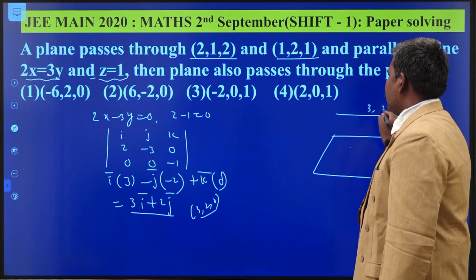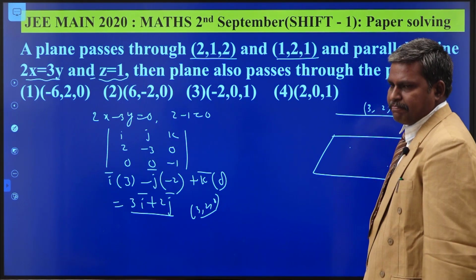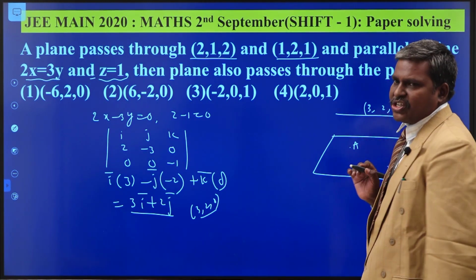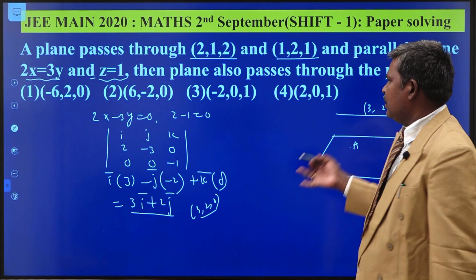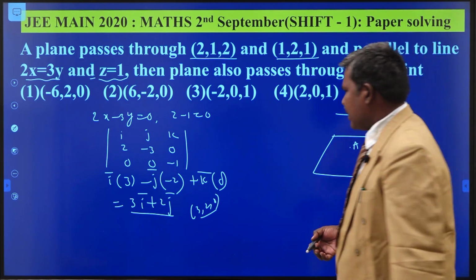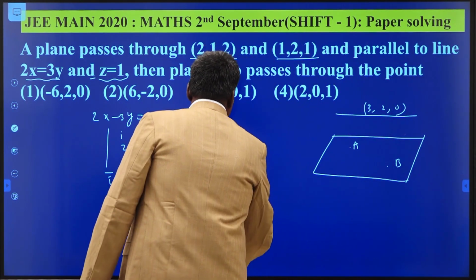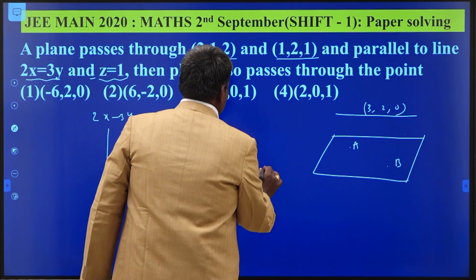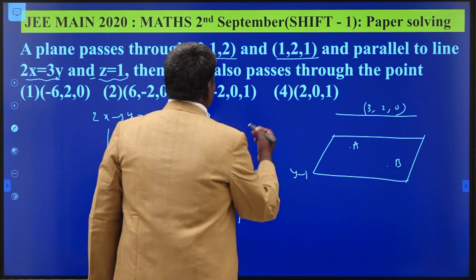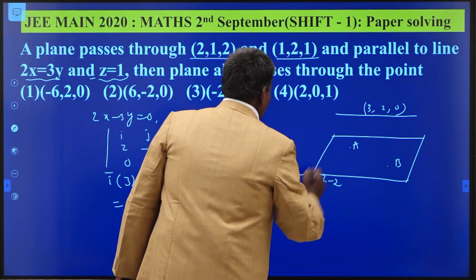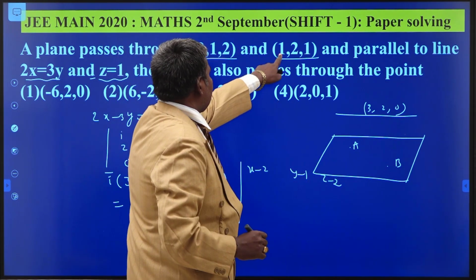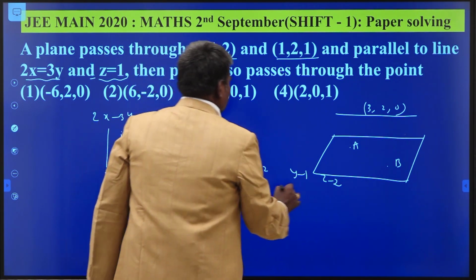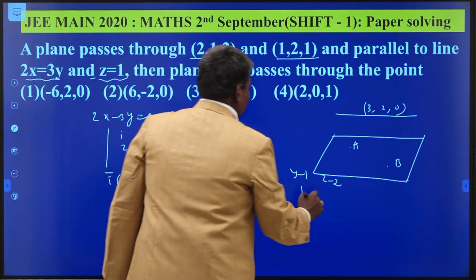So, 3, 2, 0. You know the 2 points on the plane and you know the direction ratios of the line which is parallel to the plane. Can I write the equation of the plane or not? We can easily write the equation of the plane by the formula. What is your first point? 2, 1, 2, so x minus 2, y minus 1, z minus 2. And direction ratios, right? 1 minus 2, that is what? Minus 1. And 2 minus 1, that is 1. 1 minus 2, that is minus 1.